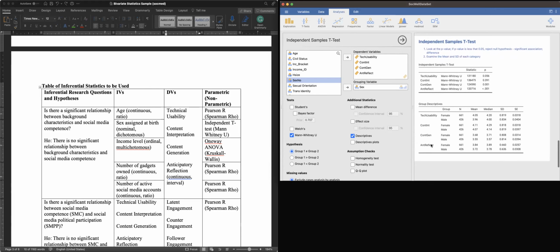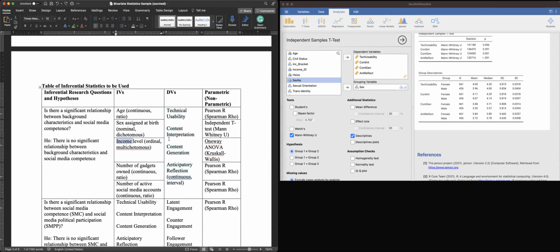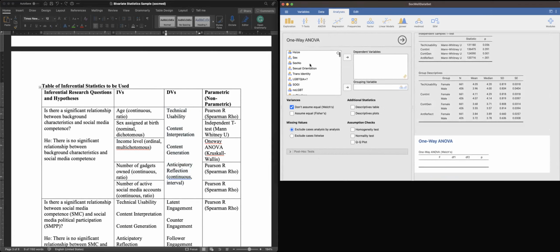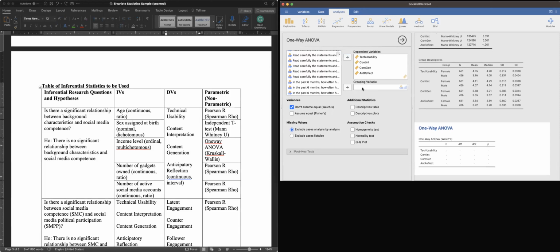So this is for dichotomous variables, relating them to continuous variables. Now let's go to multichotomous variables, whether they're ordinal or categorical, and how they're related to continuous variables. For example, income level versus the DVs. So let's go to ANOVA. Let's click one-way ANOVA. Let's choose again technical usability for the dependent variables, content interpretation, content generation, and then anticipatory reflection. And then your grouping variable is income, which I will put here. And then we will be able to see the p-values.